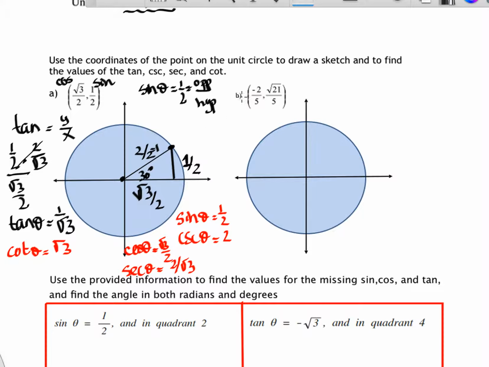It even works when you don't have a special triangle. So here actually I created a special triangle. You don't have to have a special triangle for this to work.